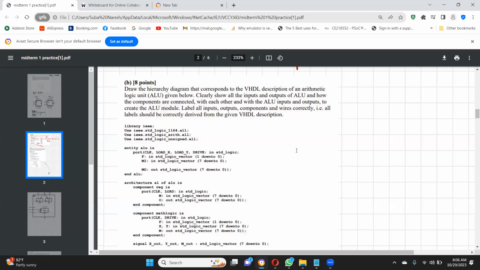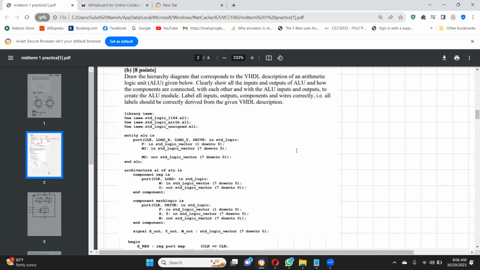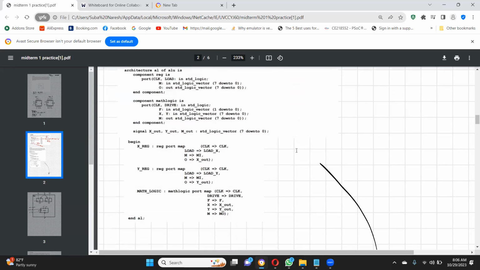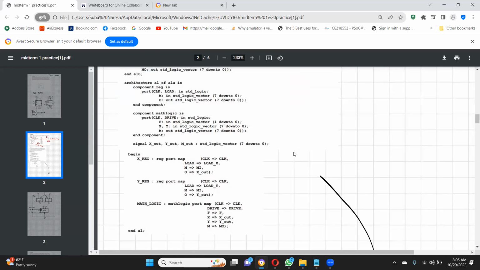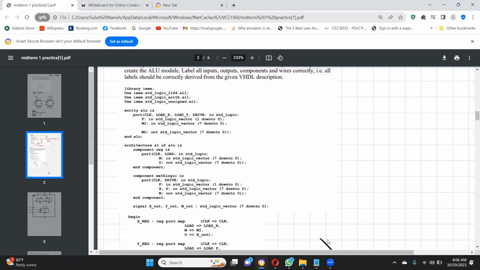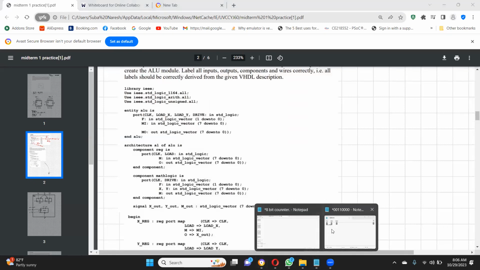You know what the ALU is, right? Arithmetic logic unit. What does it contain? What it can do: addition, subtraction, and logical operations. You know that? Where are the inputs coming from for the ALU?